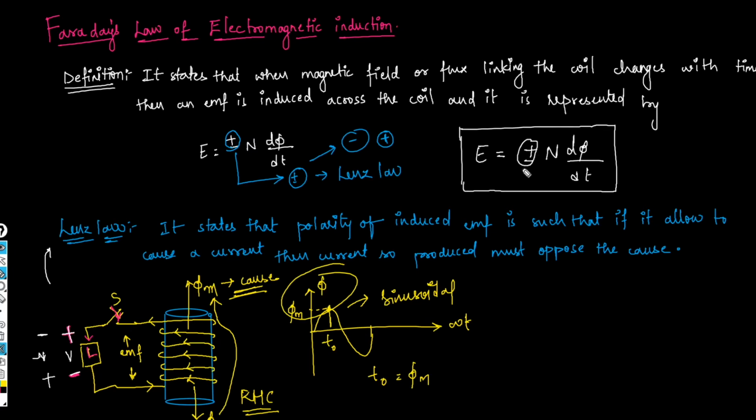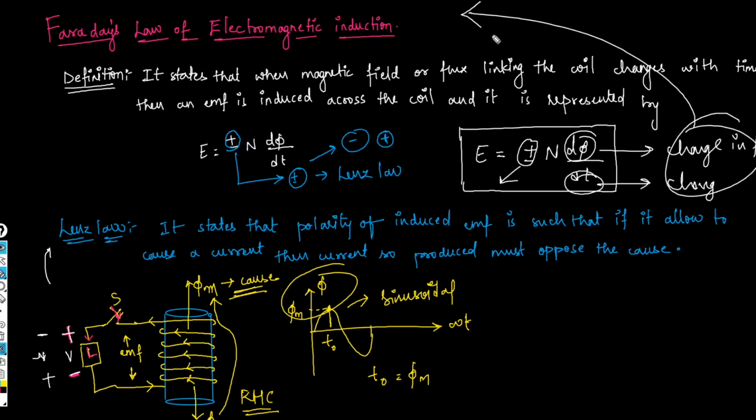The plus or minus sign indicates the Lenz law, d phi indicates the change in flux, and dt indicates the change in time. These two result in Faraday's law, and the sign directly indicates the Lenz law. So this is how one needs to remember Faraday's law and electromagnetic induction.